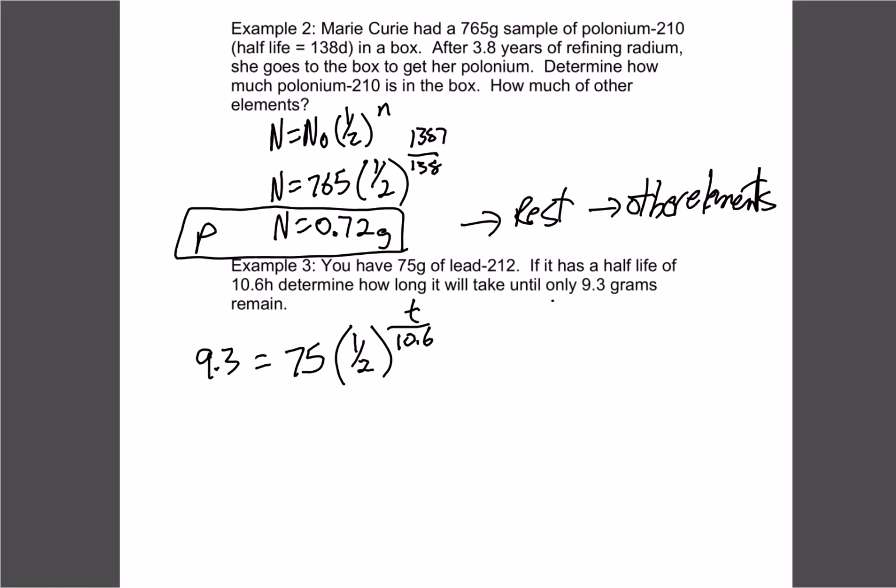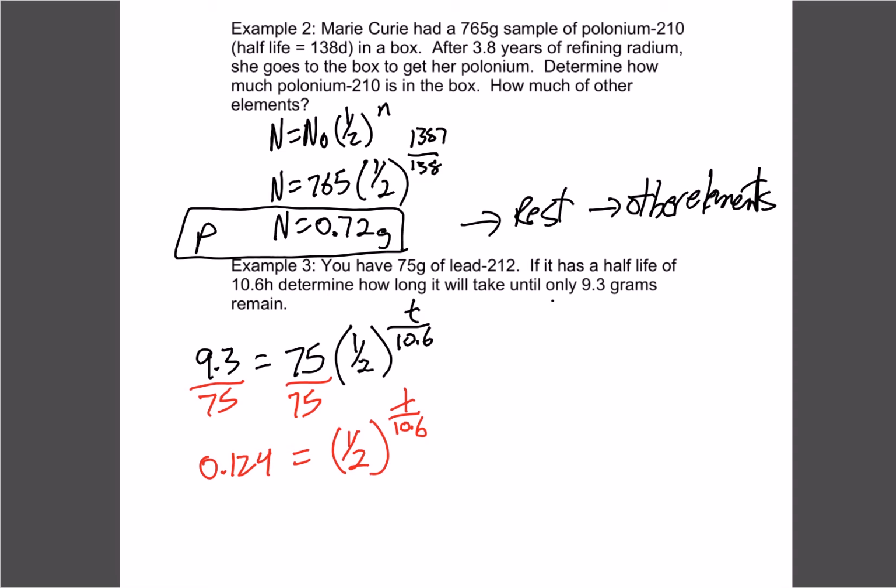So to solve this equation mathematically, just like any other equation, what we want to do first is divide by the 75. So if we go 9.3 divided by 75, that gives you 0.124, and that would equal half to the t over 10.6. So this is where we run into a little bit of a problem. If you haven't taken Math 30 yet, we can't solve for that exponent unless we use what we call logs.